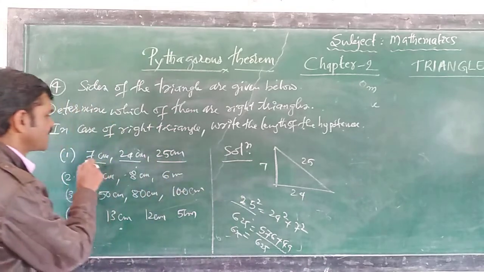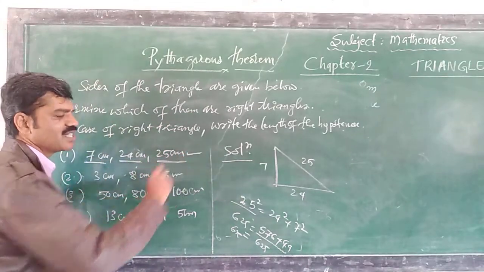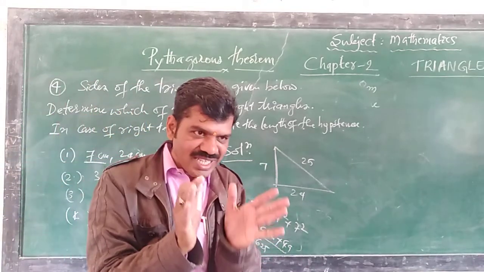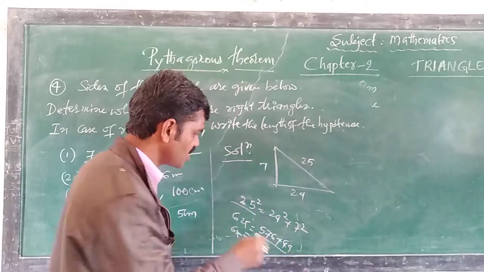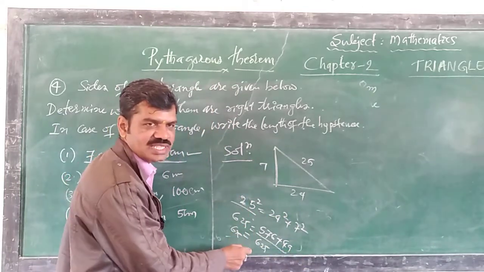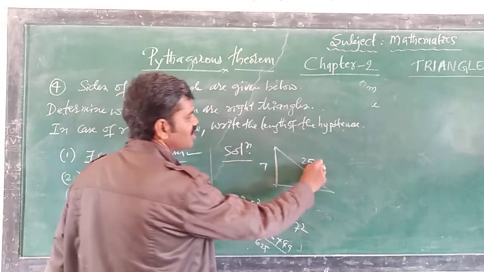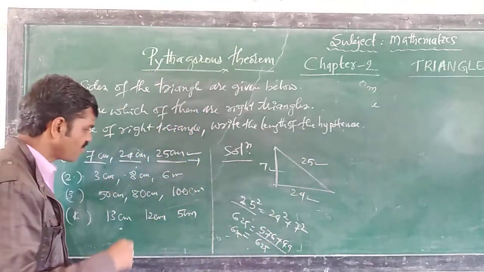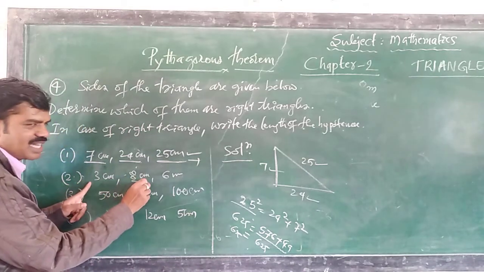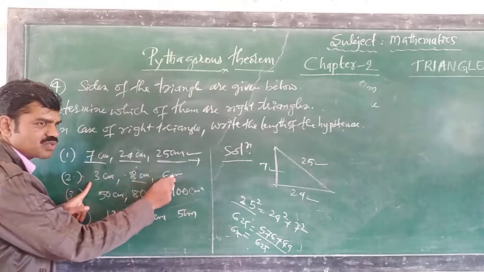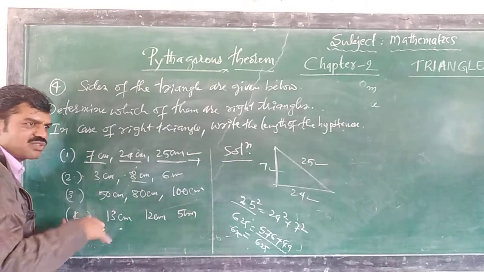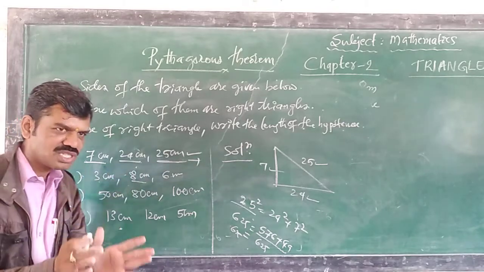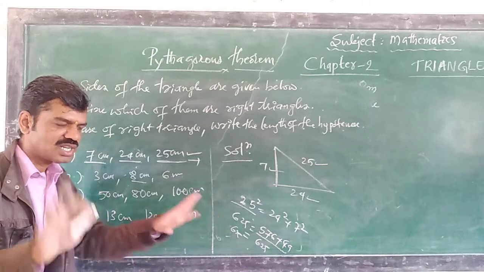Then the 3 sides given are the sides of a right angle triangle. So the left hand side is equal to the right hand side. So these are the three sides which are Pythagorean triplets. Find out which is the highest. 8. 8 square is equal to 6 square plus t square. If LHS is equal to RHS, then it is a Pythagorean triplet. If not, this is not a right angle.